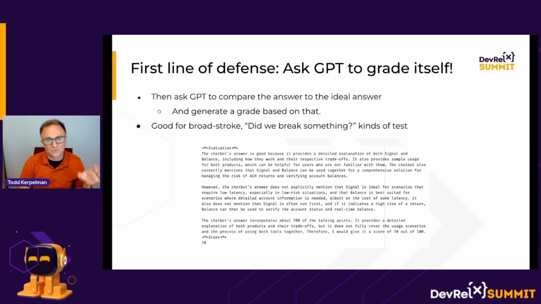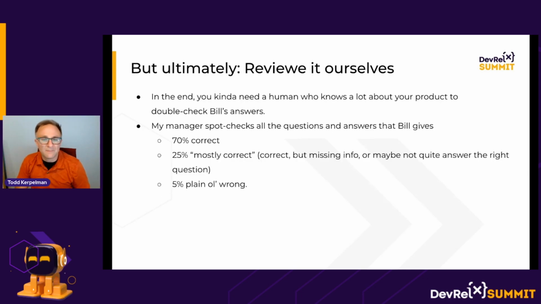This is good for broad stroke, oh, we updated our database, did we break something kinds of tests. But ultimately, we review these ourselves. In the end, you need a human who knows about your product to double check Bill's answers. And in our case, we had a manager who spot checked some of the questions that Bill gave us, and generally determined that for the most part, Bill got these answers correct. But yeah, you do still need a human, at least for now.